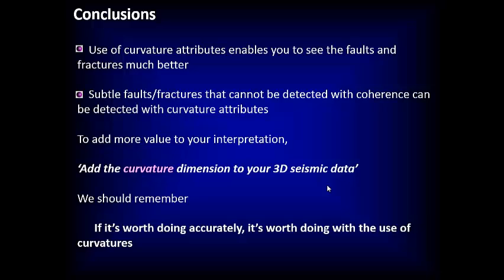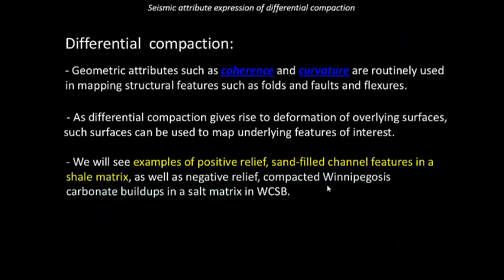So what have we talked about here? We said use of curvature attributes enables us to see the faults and fractures much better. Subtle faults and fractures that cannot be detected with coherence can be detected with curvature attributes. And just like the one before for coherence, when we add the curvature dimension to our data, we are adding value. Similar again to the previous one, if it is worth doing accurately at this time, it is worth doing with the use of curvature. And so with this, let's get back to our main presentation here.